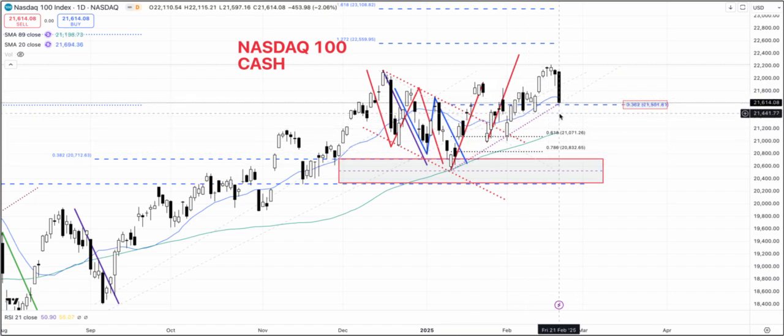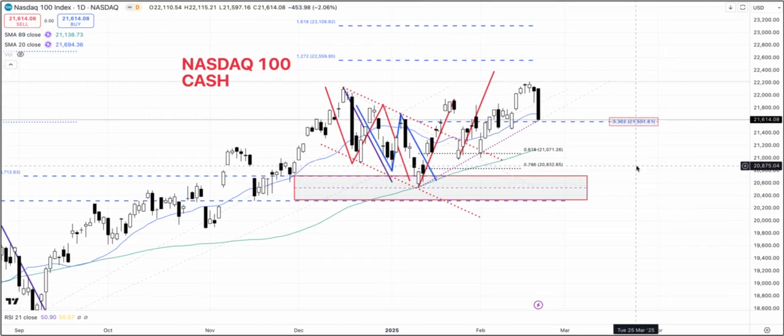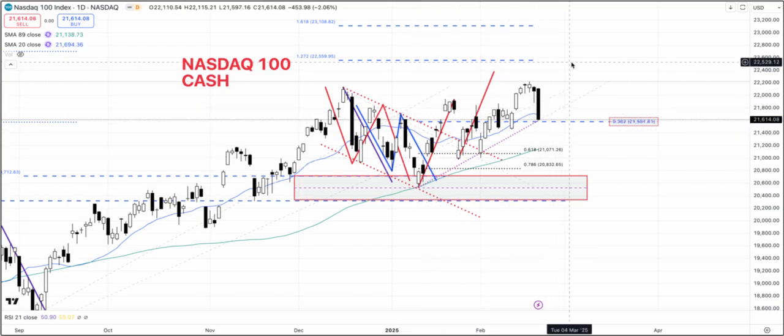Because it was such a big move, there is a chance intraday we could see some follow through to the downside, pretty much to the very close to the 78.6% retracement. Now, let's wait for a follow through. Whether we get one or not, we'll have to wait and see. And if we do not see a follow through, I think this market is actually stronger than the S&P 500.